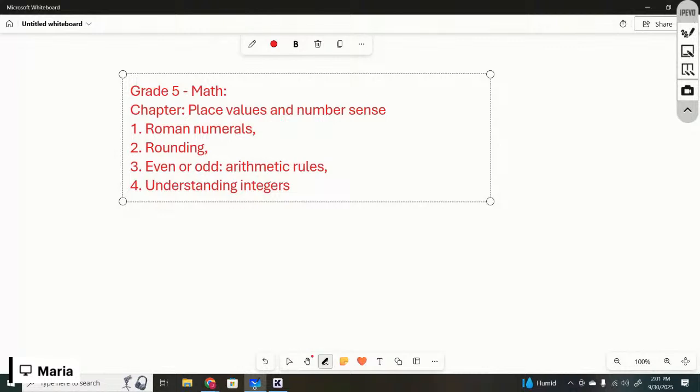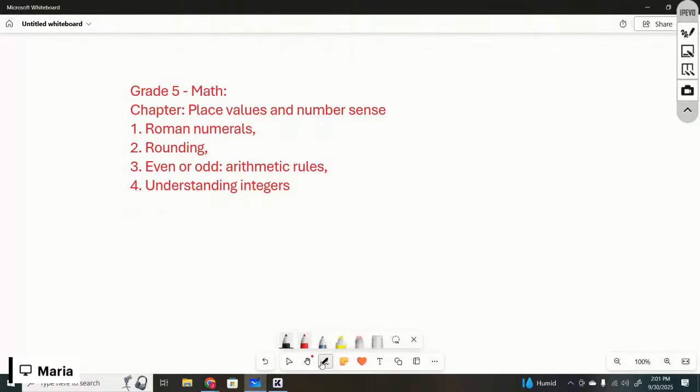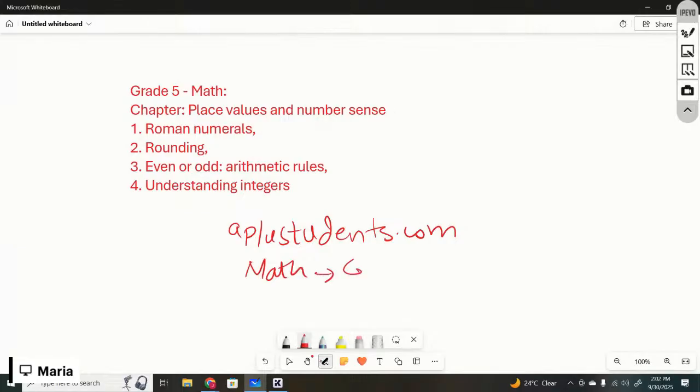You can find all the lessons on aplusstudents.com. You have to log in there using the email address and password provided by the admin. Then you have to select math from the subject tab. Scroll down to grade 5 math and then click on view all lessons. There you can find a list of the chapters. We're going to start with the chapter place value and number sense.